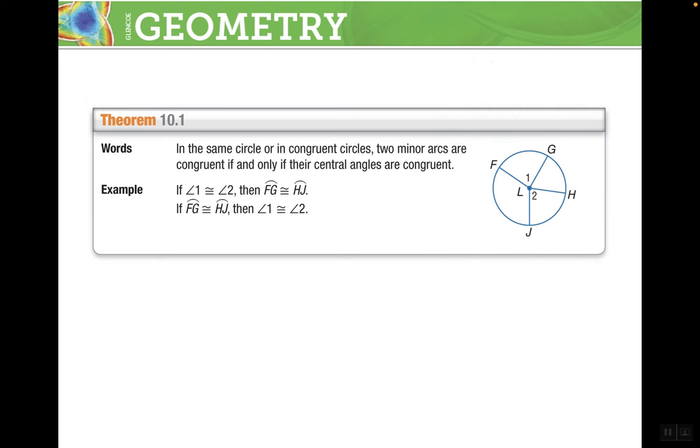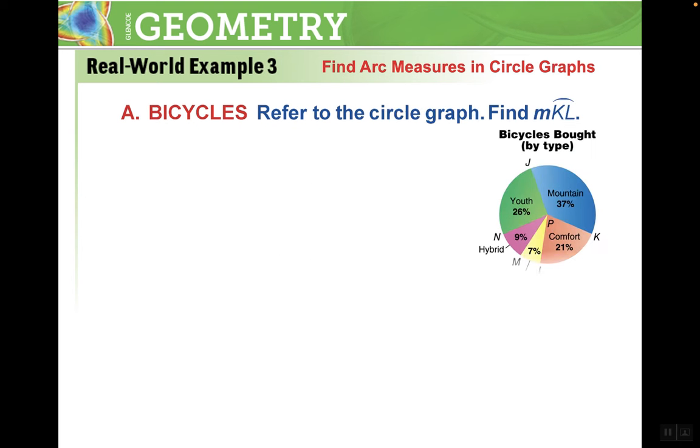Okay, so this says in the same circle or in congruent circles, 2 minor arcs are congruent if and only if their central angles are congruent. So you can see if central angle 1 and central angle 2 are congruent, then we know that the arcs FG and HJ are also congruent. And vice versa. If the arcs are congruent, then the angles are congruent. So this I'm going to try to probably write on here if I can.